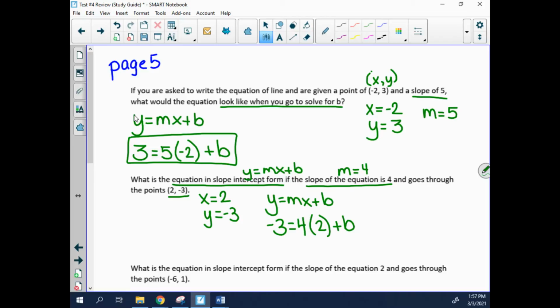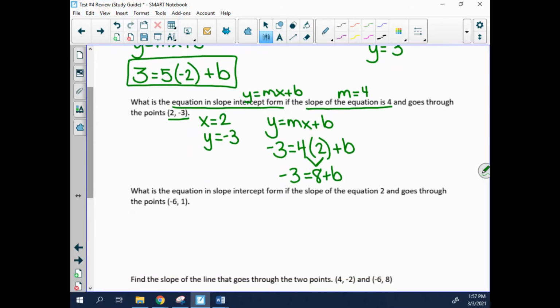Keeping in mind that m and that x, they're next to each other. So I'm going to multiply this 4 and 2 together. 4 times 2 is 8. So now I have -3 equals 8 plus b. I want to get b by itself. So I'm going to do opposite of whatever's next to it. This is a +8, so I'm going to subtract 8 from both sides. When I do that, -3 minus 8 is a -11. So now b equals -11.